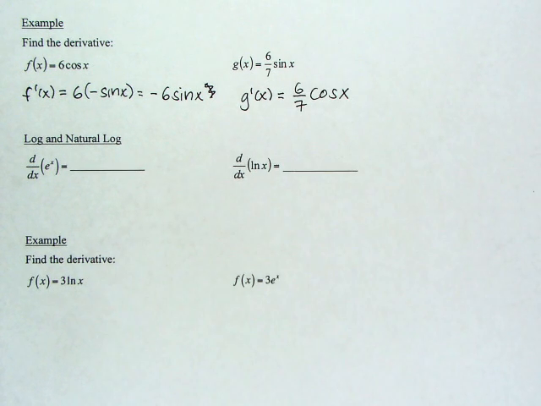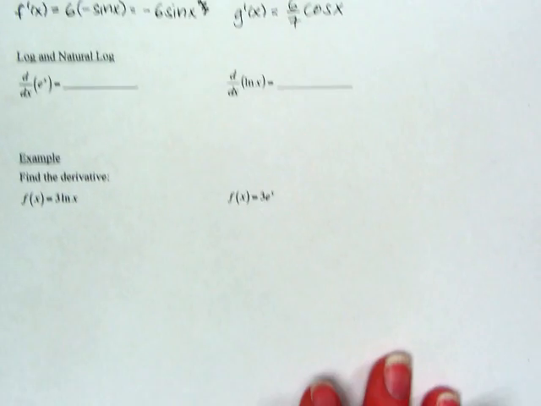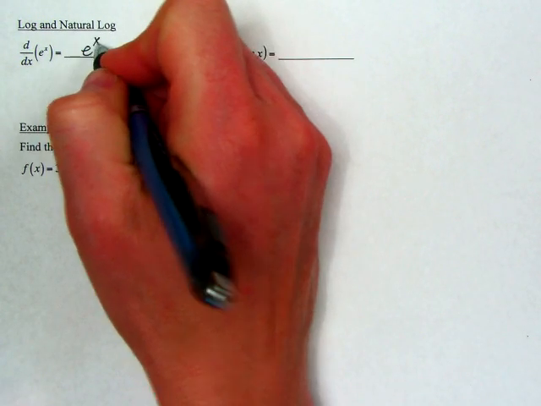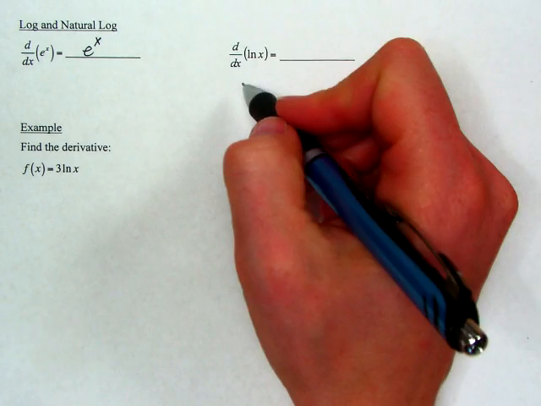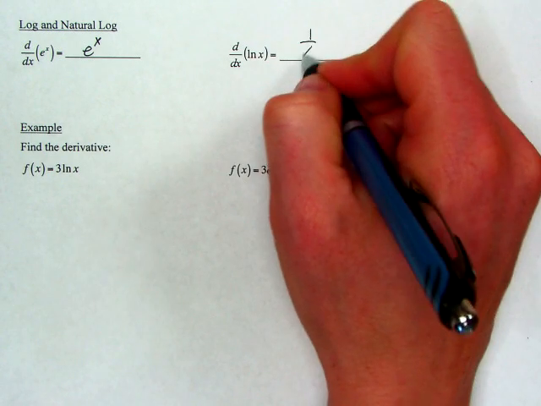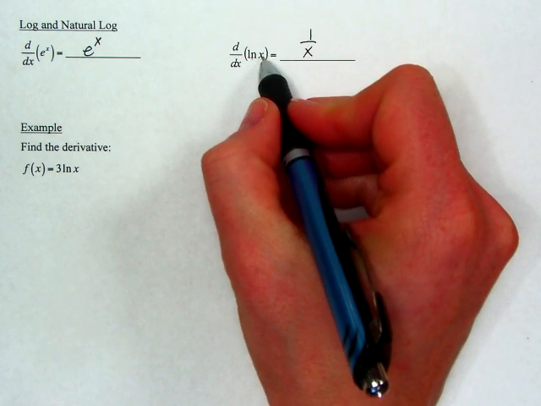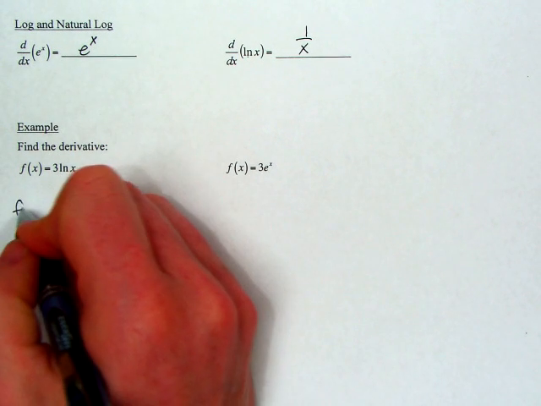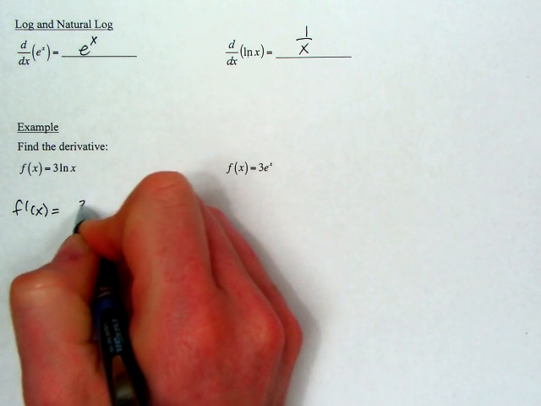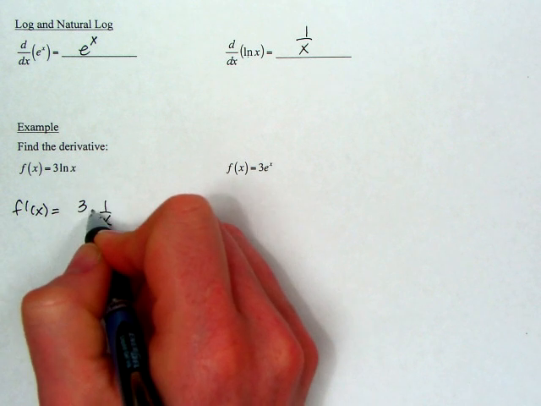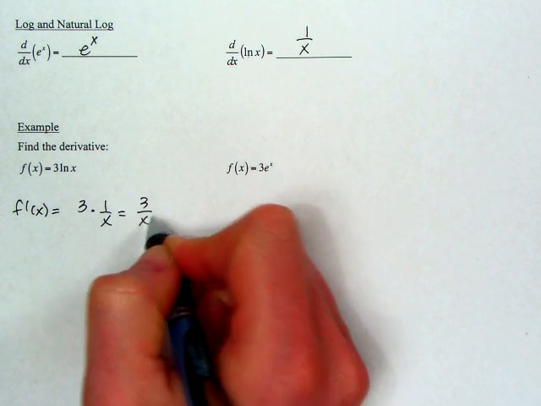Two more, e to the x and natural log. The derivative of e to the x, very nicely, is just e to the x. The derivative of natural log of x, which would be this guy's inverse, is 1 over x. So you just drop the natural log and put that in a fraction. Trying that out, the 3 just comes along for fun. And the derivative of natural log of x is 1 over x. And then putting those together, I would have 3 over x.